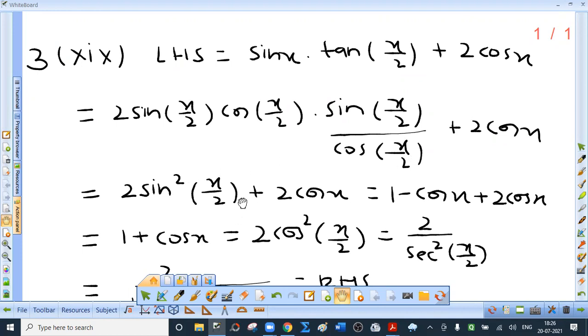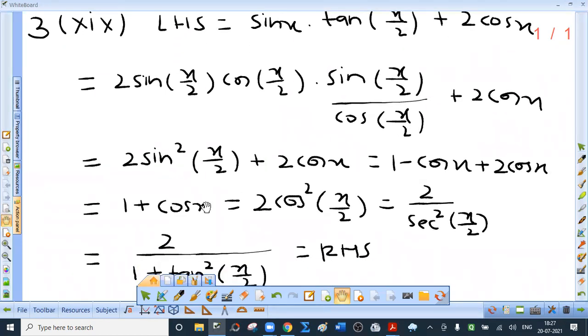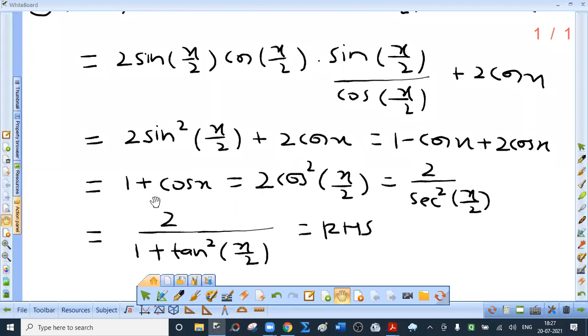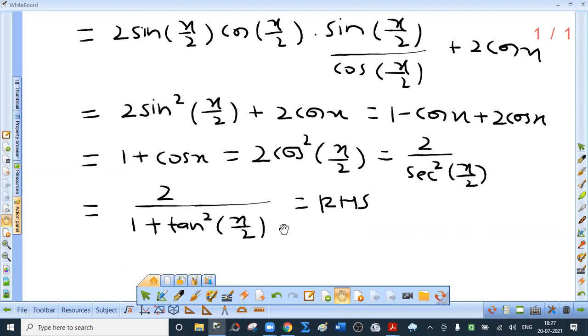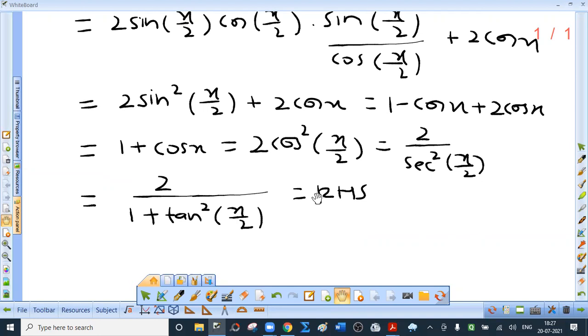Cos gets cancelled. 2 sine square theta is 1 minus cos 2 theta, right? Theta changes to 2 theta, so x by 2 will change to 2 times x by 2, that is x, plus 2 cos x as it is. So what remains is 1 plus cos x, but 1 plus cos x is 2 cos square x by 2. See, if you remember the cos 2 theta formula, you can solve many sums. Now it is cos square, 1 upon sec square, but sec square theta is 1 plus tan square theta. This is nothing but the right hand side.